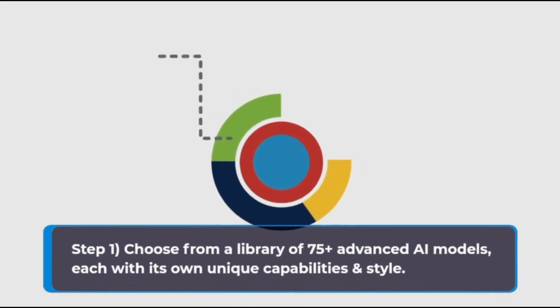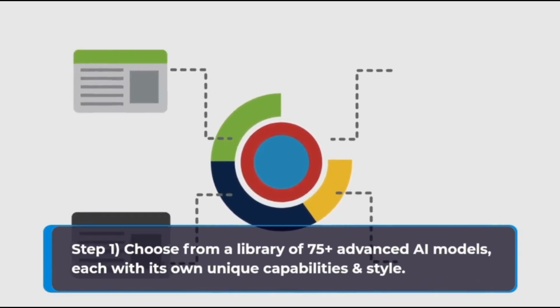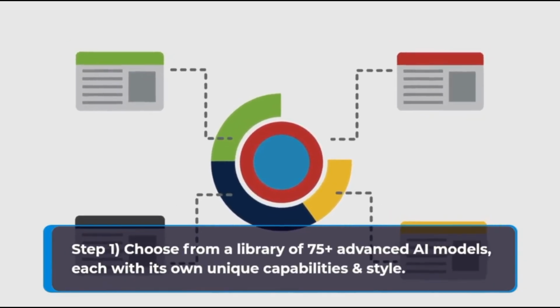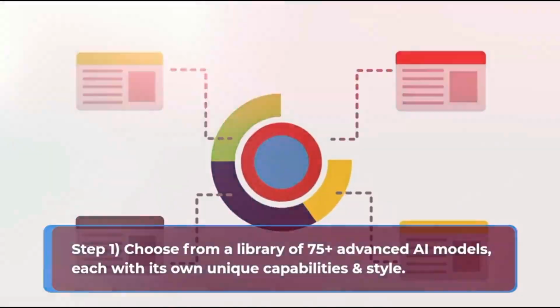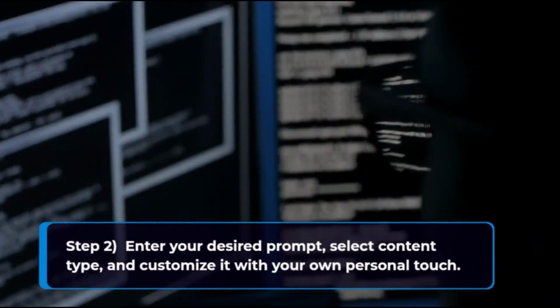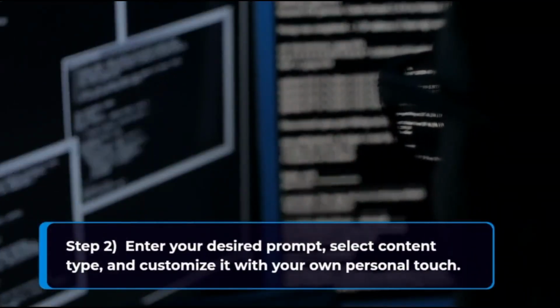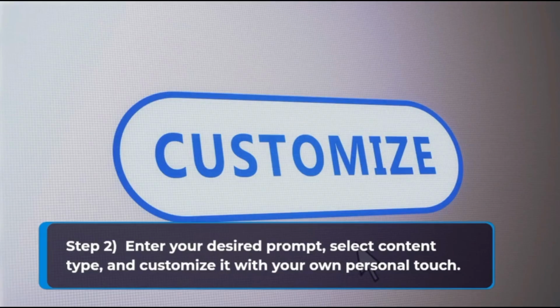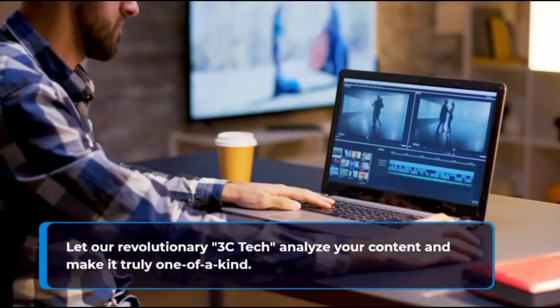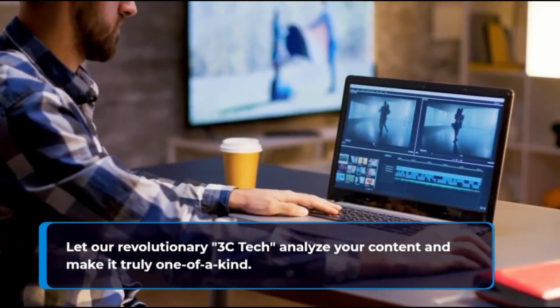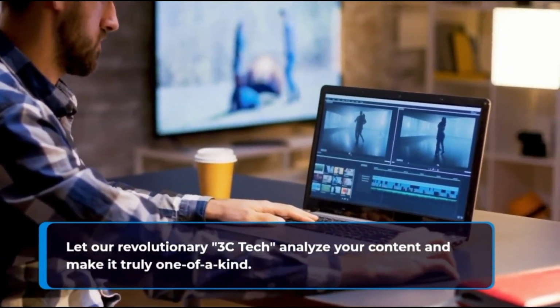Step 1. Choose from a library of 75 plus advanced AI models, each with its own unique capabilities and style. Step 2. Enter your desired prompt, select content type, and customize it with your own personal touch. Let our revolutionary 3C tech analyze your content and make it truly one of a kind.